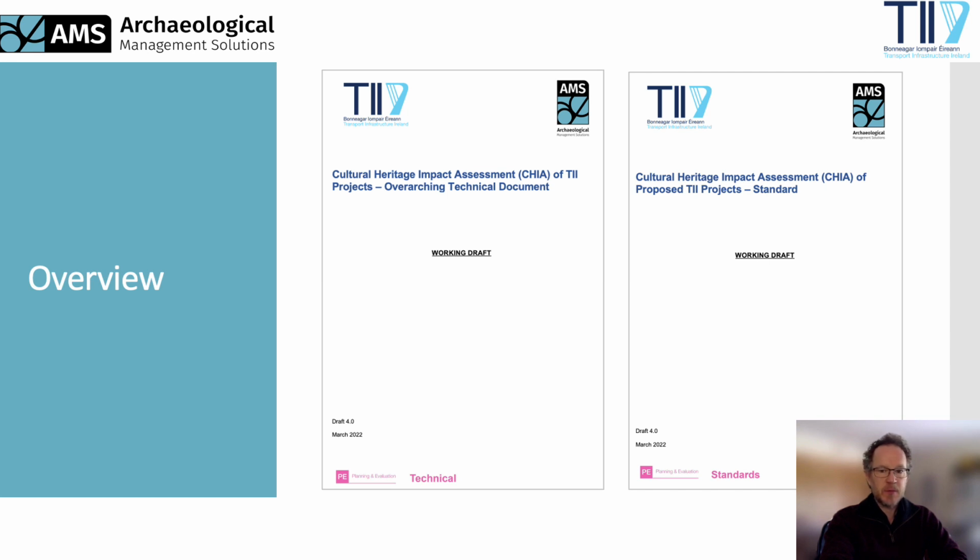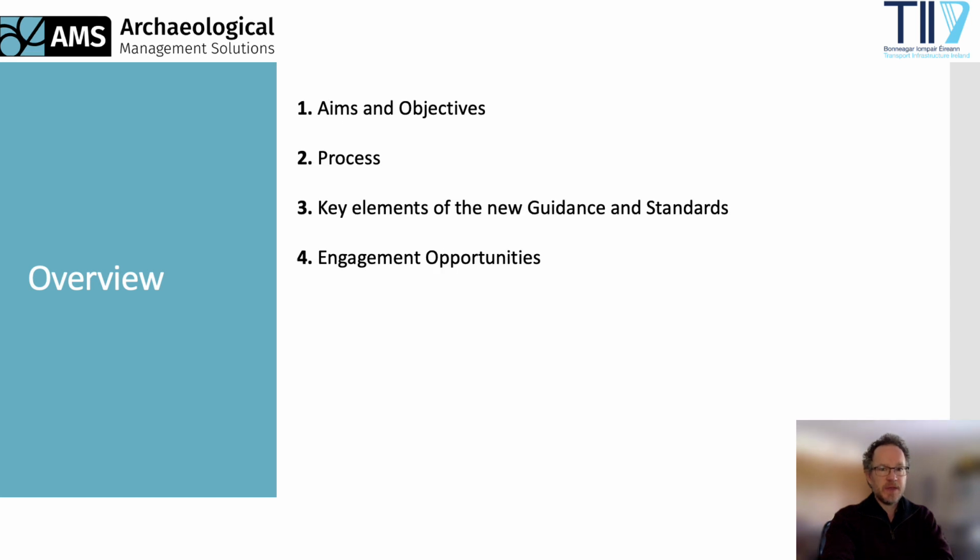So this presentation is an important opportunity to find out more about this initiative and a chance to become familiar with some of the key elements of these new guidelines and standards. This presentation is divided into 4 sections. Number 1, aims and objectives: what TII want to achieve in updating their cultural heritage guidelines. 2, process: how AMS on behalf of TII has gone about the work. 3, key elements of the new guidance and standards, including some of the main deliverables that TII will be requiring cultural heritage professionals to deliver. And 4, finally, future engagement opportunities: how you can have your say before the final drafts are produced.